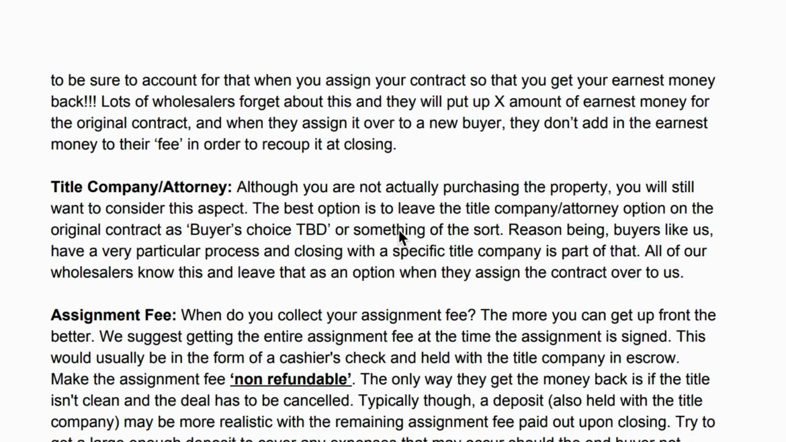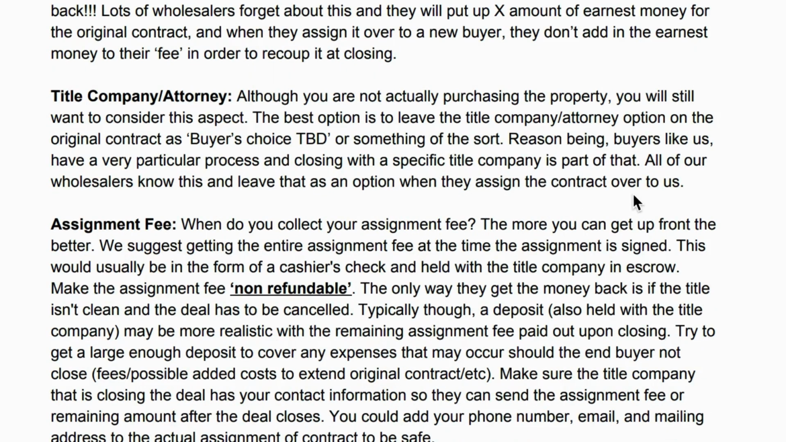Title company and attorney. On that original contract, even though you're not actually purchasing the property, you'll still want to consider that the end buyer will want to use their own title company. Any deals that we close, we always use our own title company. So we don't want to be strapped down with some random title company because we're just going to kick that contract back and say, no, we're going to use our own title company.